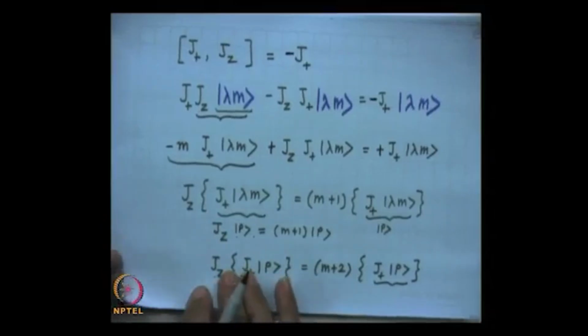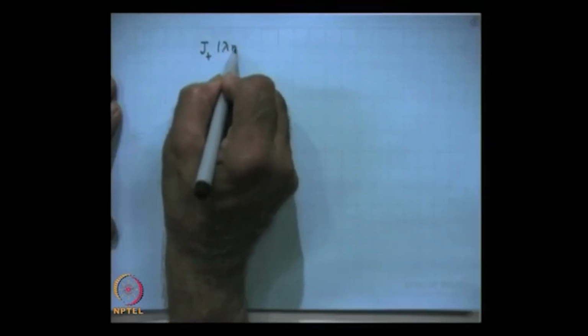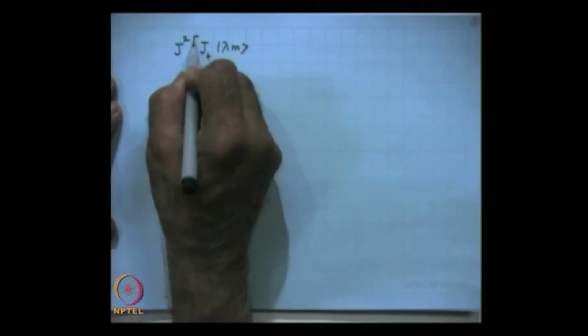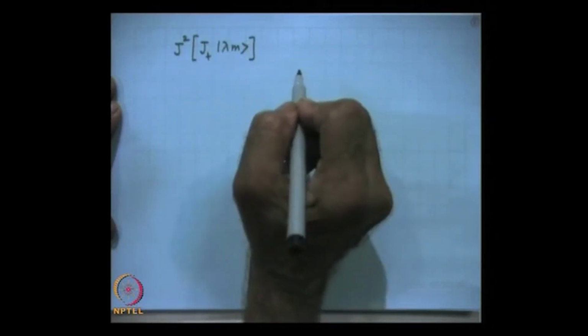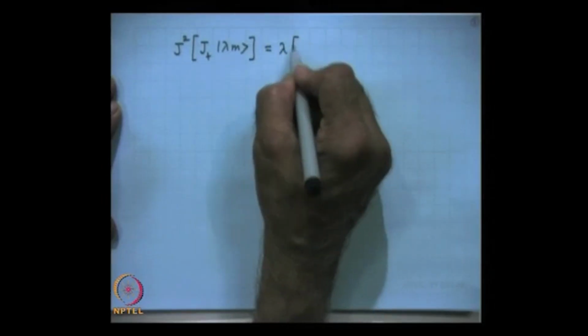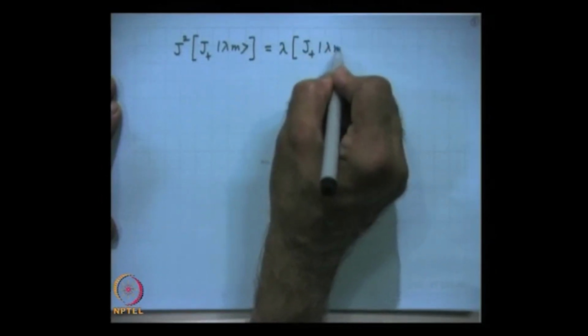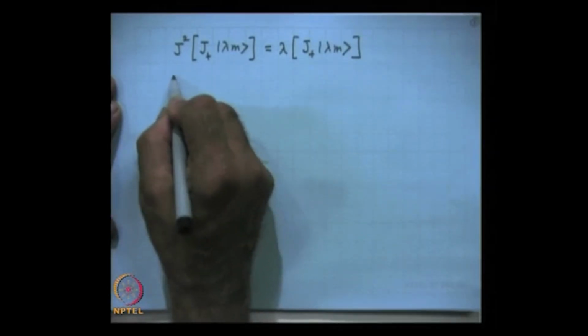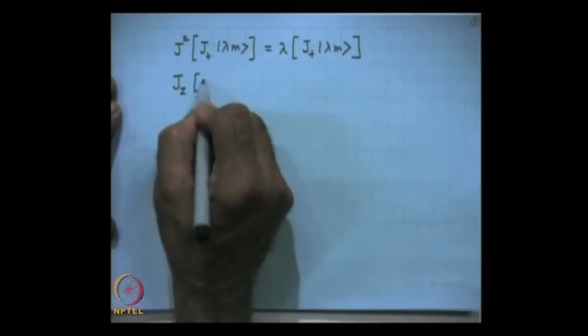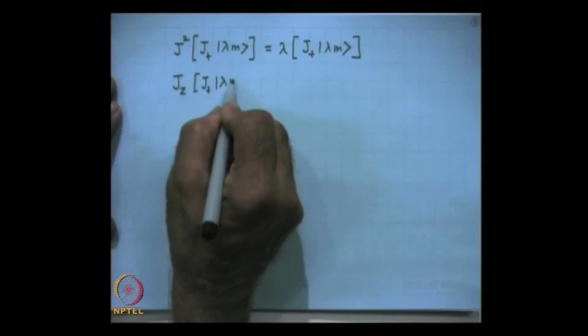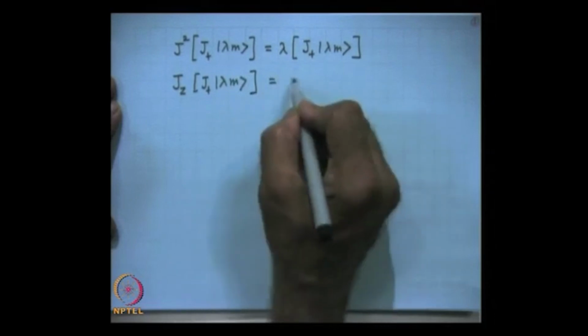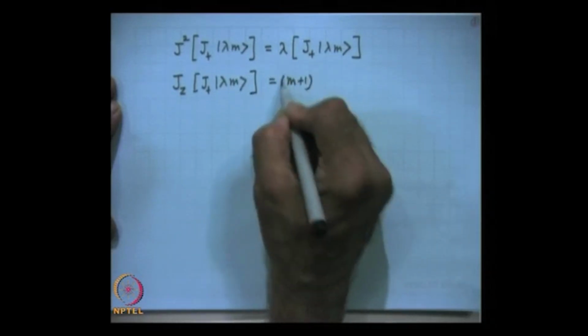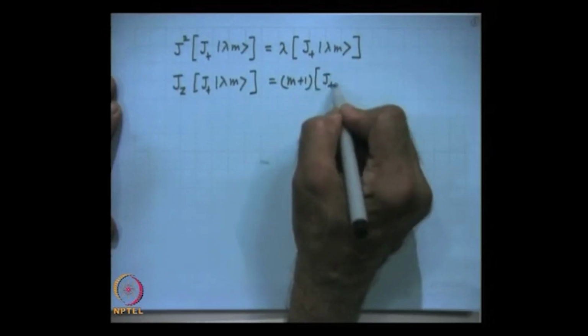Therefore, we had seen that J plus ket lambda m, in the last lecture we had shown, is also an eigenket of the operator J square belonging to the same eigenvalue. And J z J plus ket lambda m is equal to m plus 1 J plus ket lambda m.